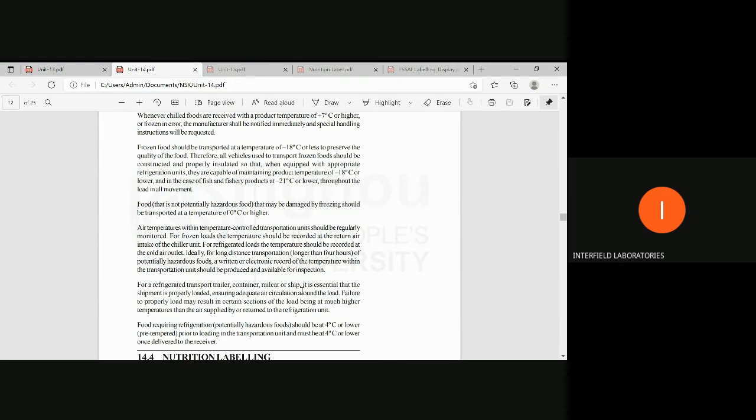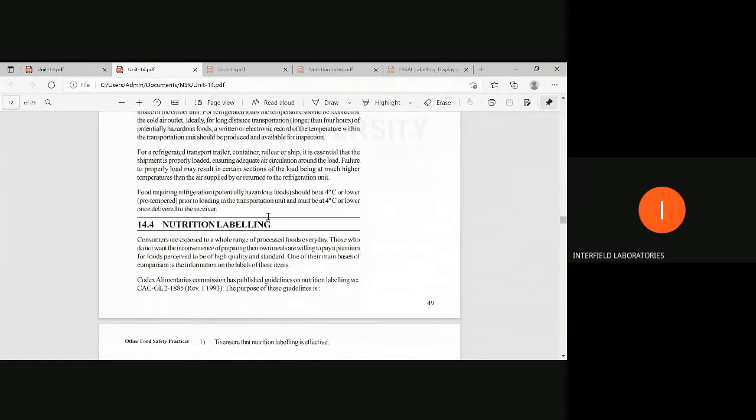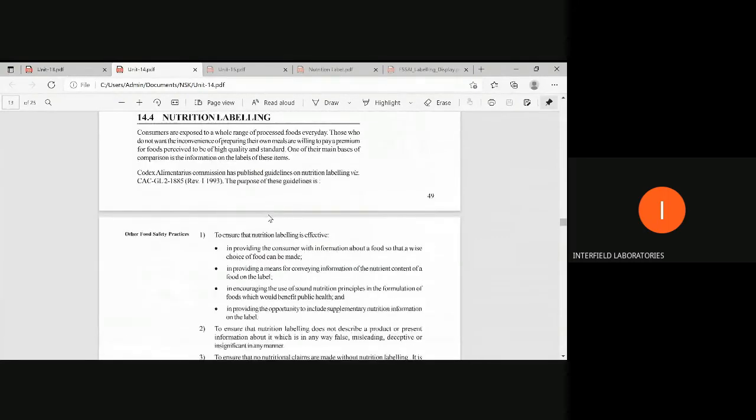Now let us see nutritional labeling. So what is the need for nutritional labeling?